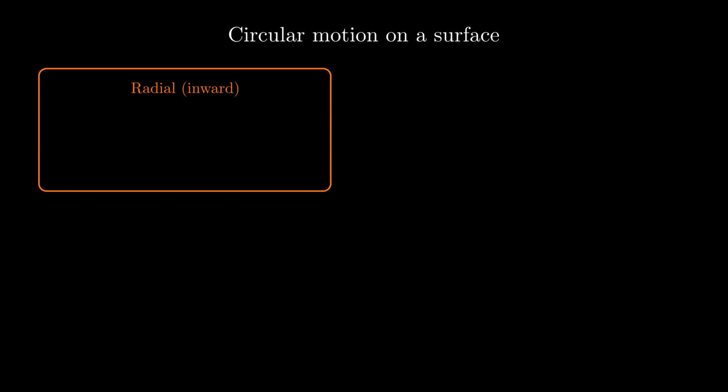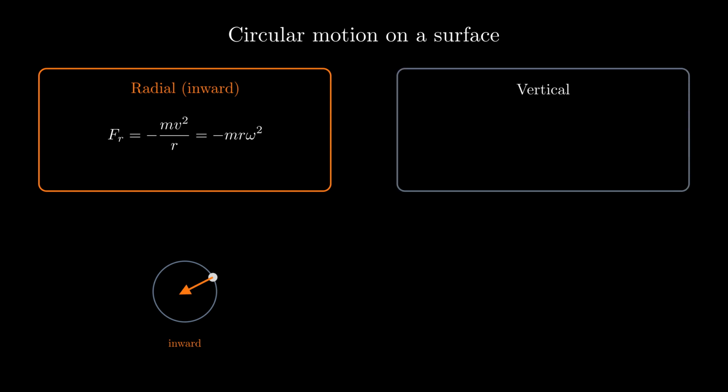Both problems are circular motion on a surface, and both yield to the same two-step method. First, circular motion at constant speed demands a net inward force, the centripetal force, equal to mass times speed squared over the radius, or equivalently mass times radius times angular speed squared. Second, the object doesn't fall, so the vertical forces must cancel.